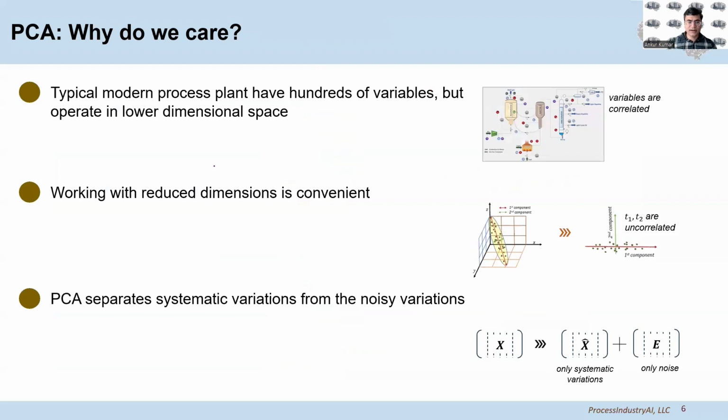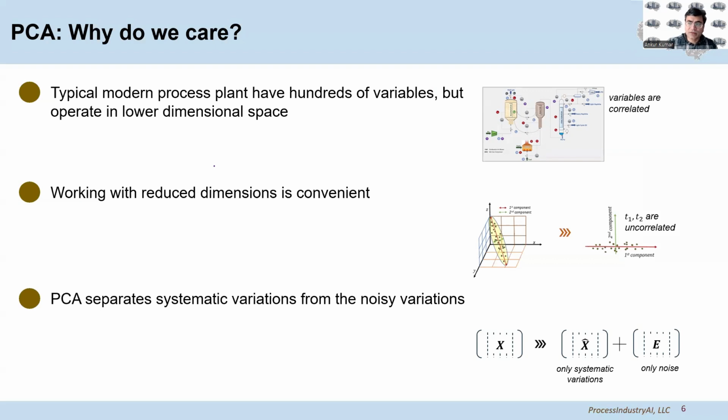PCA seems cool, right? But what specific help does PCA provide in analyzing industrial process data? Well, the rationale is this. A typical modern process plant has hundreds of variables, but they seem to operate in a low dimensional space. Why? Because of constraints imposed by mass balance, thermodynamics, and several enforced product specifications. It all makes it seem like the hundreds of variables are derived from a small number of hidden or unmeasured variables.